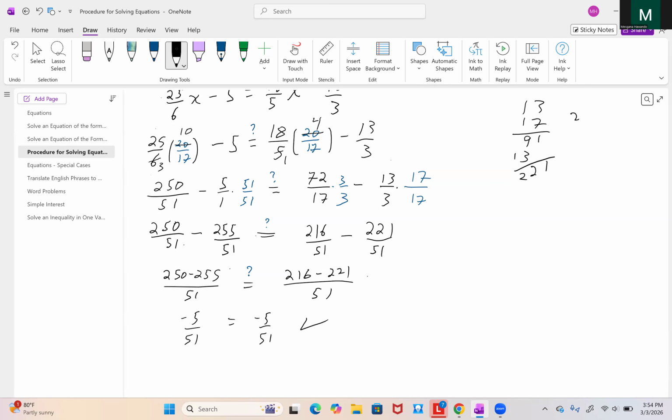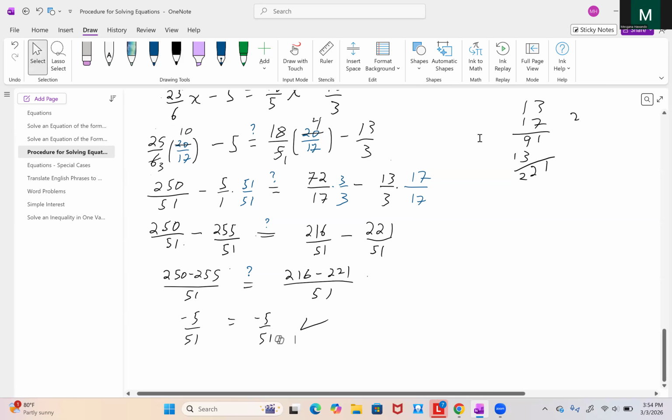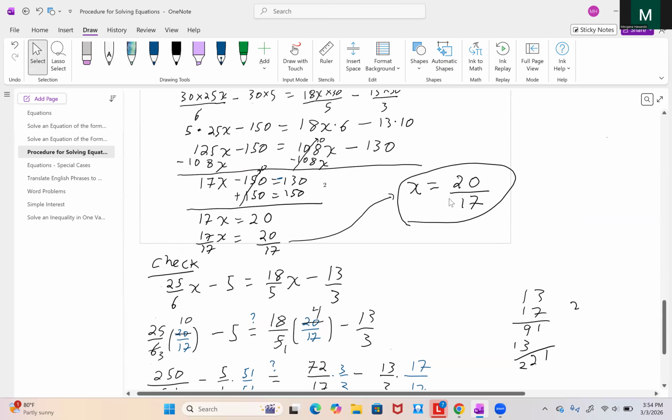So this is an identity. That means the answer here is 20 over 17.